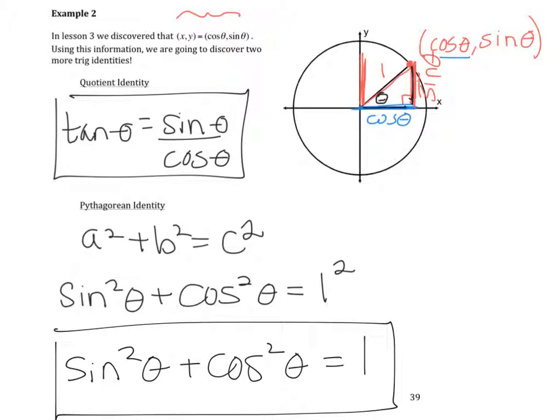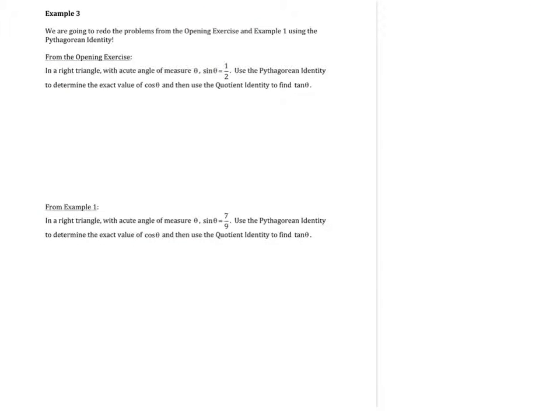So these are two formulas that you're going to have memorized. This one's the quotient identity, and this is the Pythagorean identity, so that you can use it and solve problems. So now we're going to redo the problems from the opening exercise in example 1 using the Pythagorean identity.